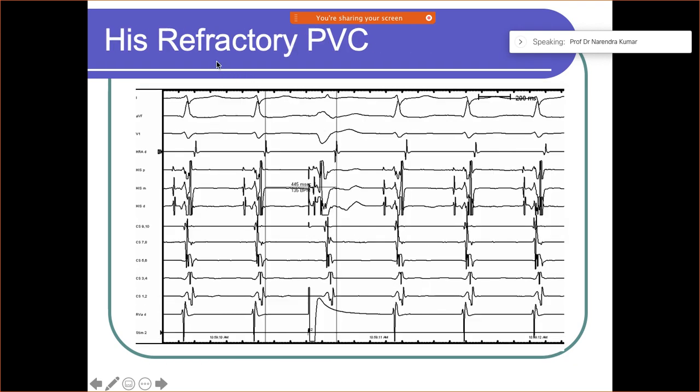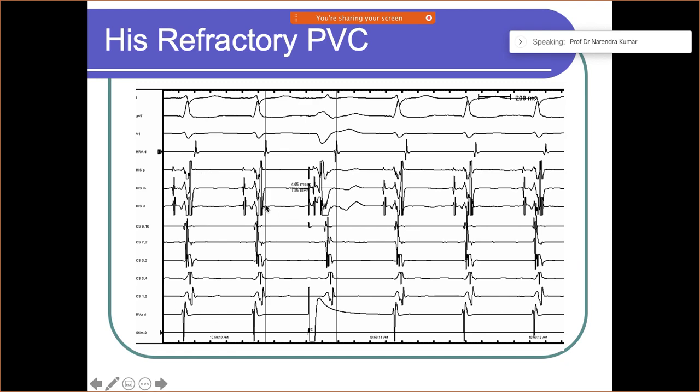So this is the importance of the His refractory PVC, which I was telling you. That is why you keep measuring the A, and then from the stim to the His: is it less than 30 or not? If it is less than 30, yes, you are in the zone of the His.